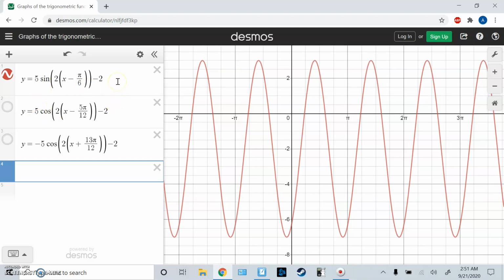If you have the midpoints, like the points of the midline, you want to use sine. If you don't, if you have the top and bottom, you want to use cosine.